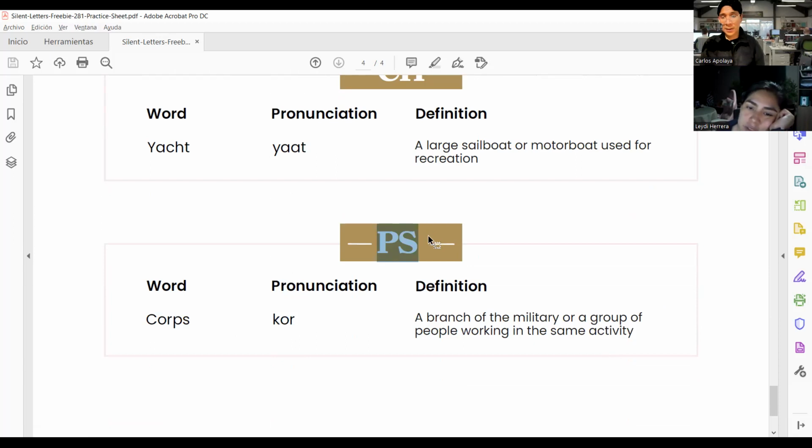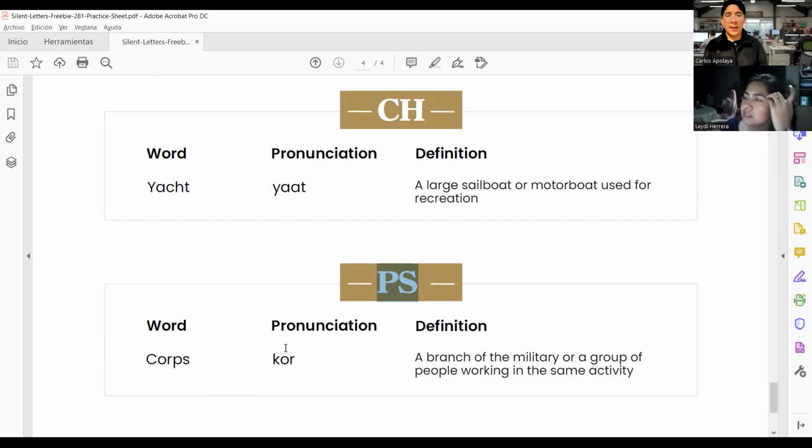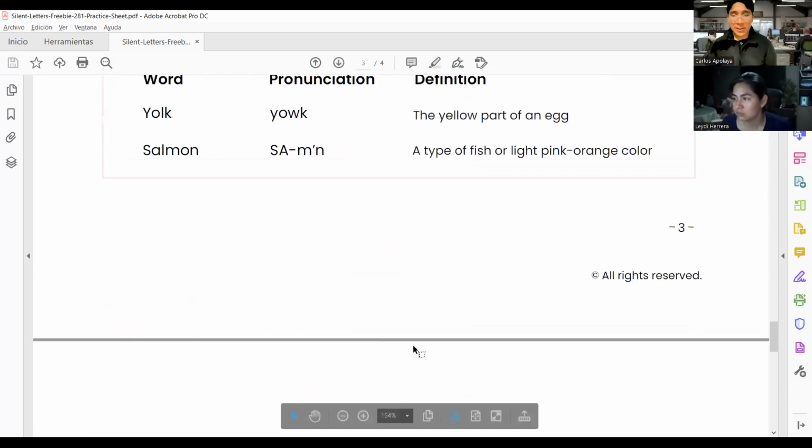Okay. Branch of the military, or people working in the same activity. Same activity. Like caps? No, caps is different. Cap is different, this is sports. This is core, just core. Well, we use this in the army. Cuerpo, pero no cuerpo de reconocimiento, el cuerpo de búsqueda, el cuerpo de reconocimiento. Okay, like core. Yes, core.